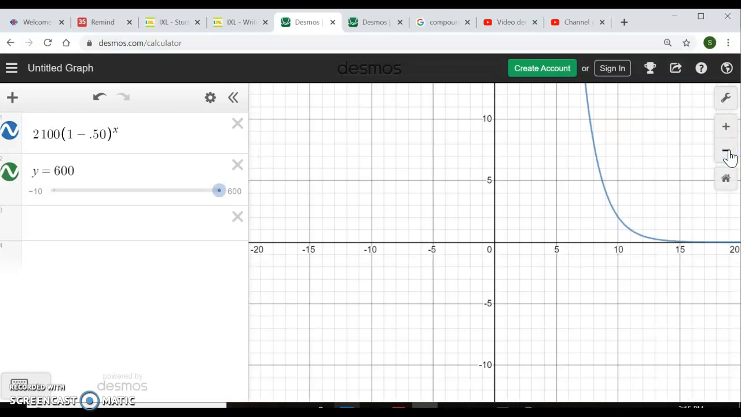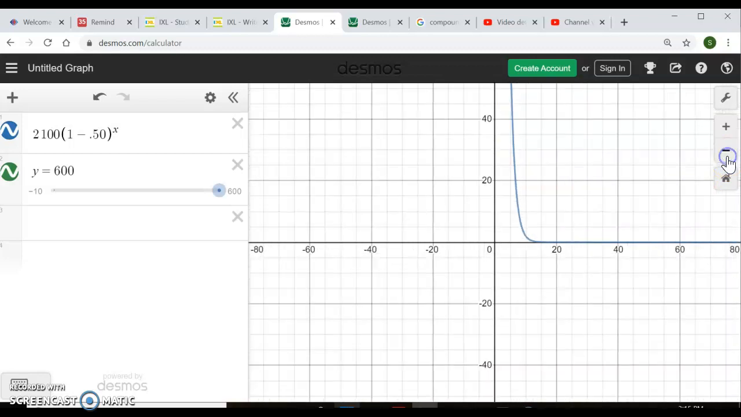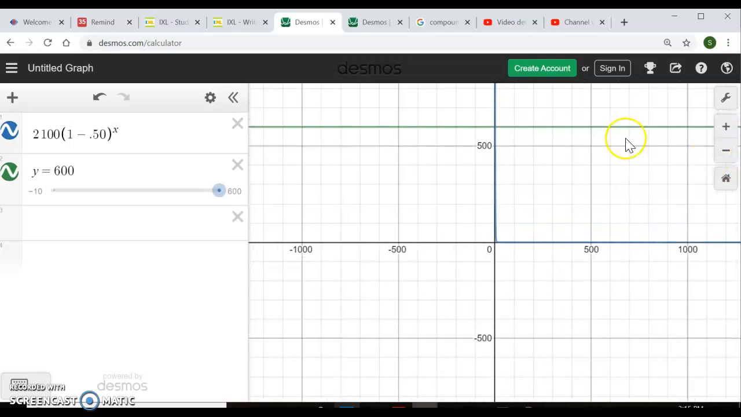So I'm going to zoom out. I'm going to zoom out until my y value gets closer to 600. Right now, my y value only goes up to 10. So I'm going to zoom out quite a bit more until I can see my y value close to 600. And now y equals 600 is the green horizontal line. So now what I'm going to do is click where the green line and the blue graph intersect. And this gives me the point of intersection of the blue expression and the equation y equals 600.